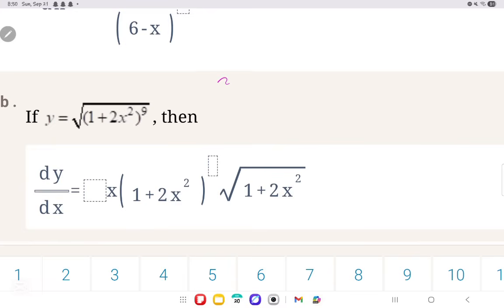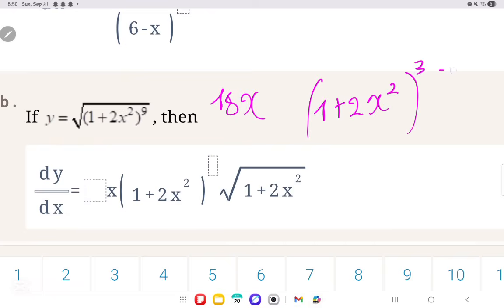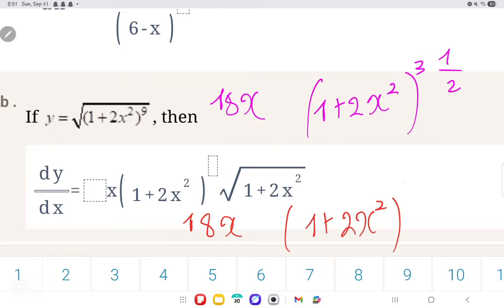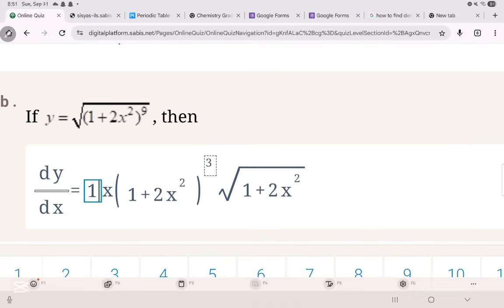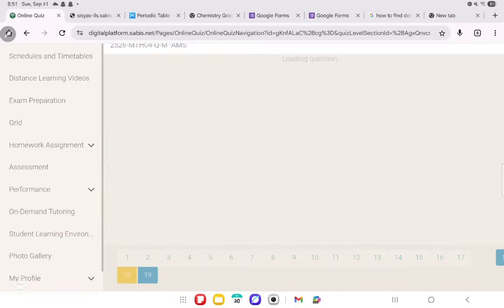So it's now 18x times (1 + 2x²) to the power of 3 and 1 over 2. You can very simply separate it, and it will become 18x times (1 + 2x²)³ multiplied by (1 + 2x²) to the power of 1 over 2, which is basically the radical of 1 + 2x². Now we move on to the last question, finally.